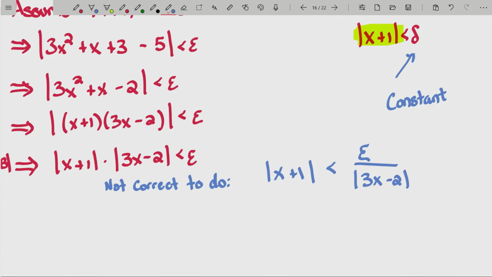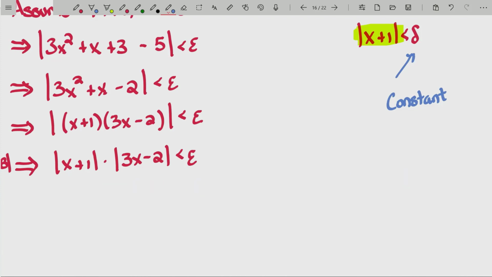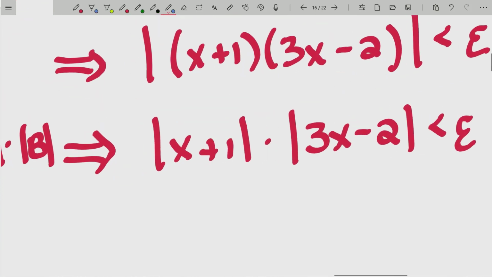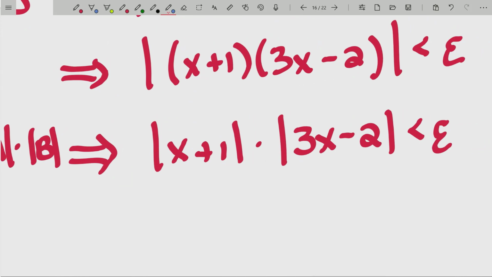So how do you rectify this situation? If you cannot divide by the absolute value of 3x minus 2, and if you cannot say the absolute value of x plus 1 is less than something with a variable, what do you do? Well, the answer is quite simple and elegant. You start by saying, I need to keep one of these, specifically the one you want to bound, which is the x plus 1. So I'm going to say, keep this guy. That's what you want to keep.